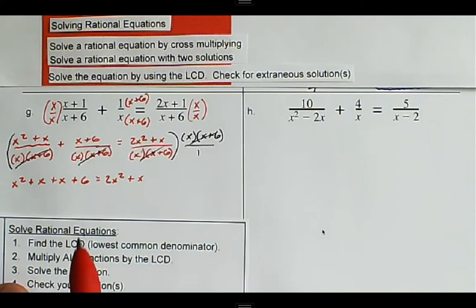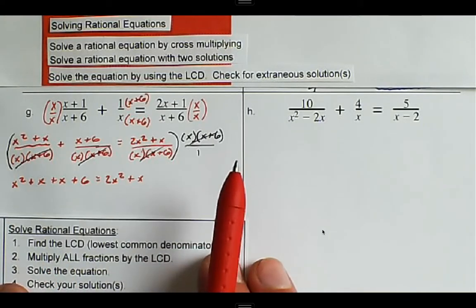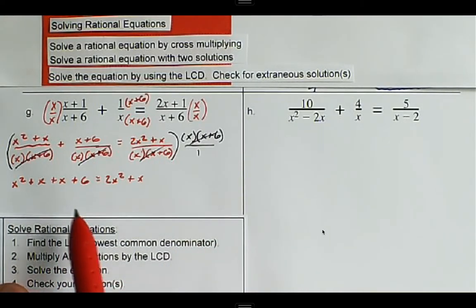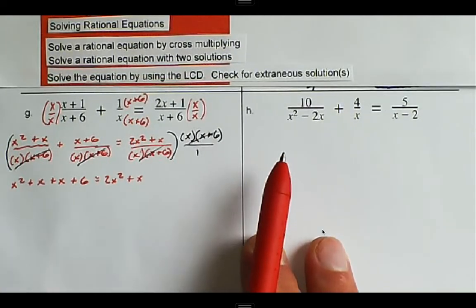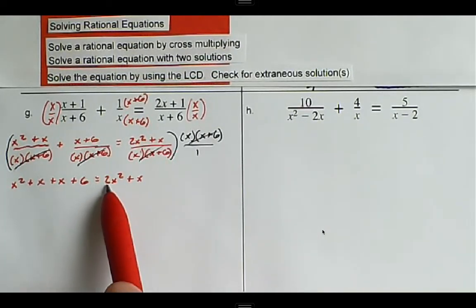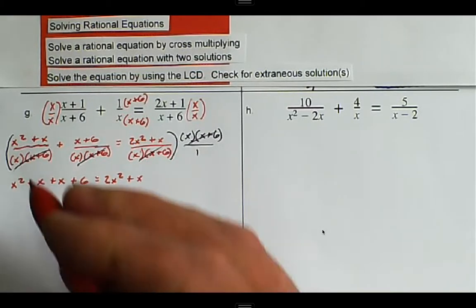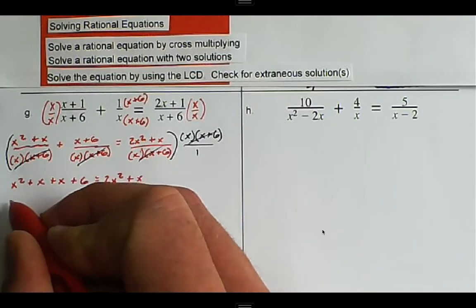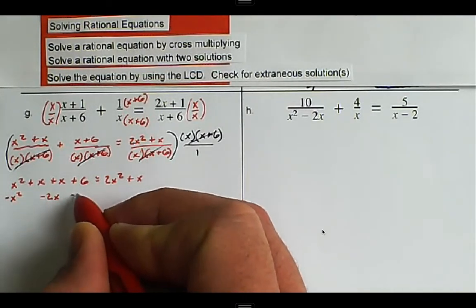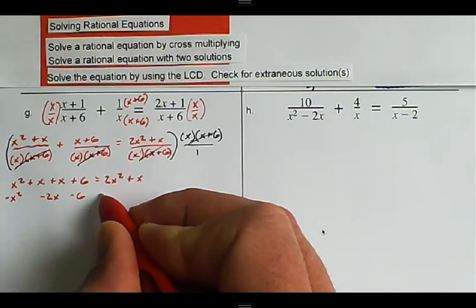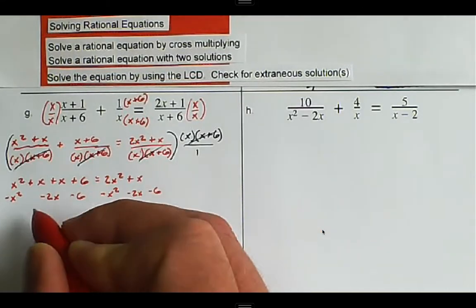And now we see that we have a quadratic because we have two squared terms. When we're solving the quadratic, we want to make sure that we have a lead coefficient that's positive. And so because we have a 2 coefficient over here and a 1 coefficient over here, we're going to bring everything over to this side. So we're going to subtract x squared, we're going to subtract 2x, and we're going to subtract 6.